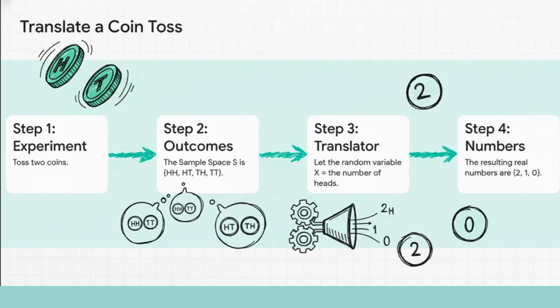Let's see this in action with a super simple coin toss. We flip two coins. That gives us four possible outcomes, right? Heads, heads, heads, tails, and so on. Now, we define our random variable, X, as the number of heads. So heads, heads gets translated to the number 2. Heads, tails, and tails, heads both become 1, and tails, tails, that's a 0. And just like that, we've translated a random event into a neat little set of numbers.